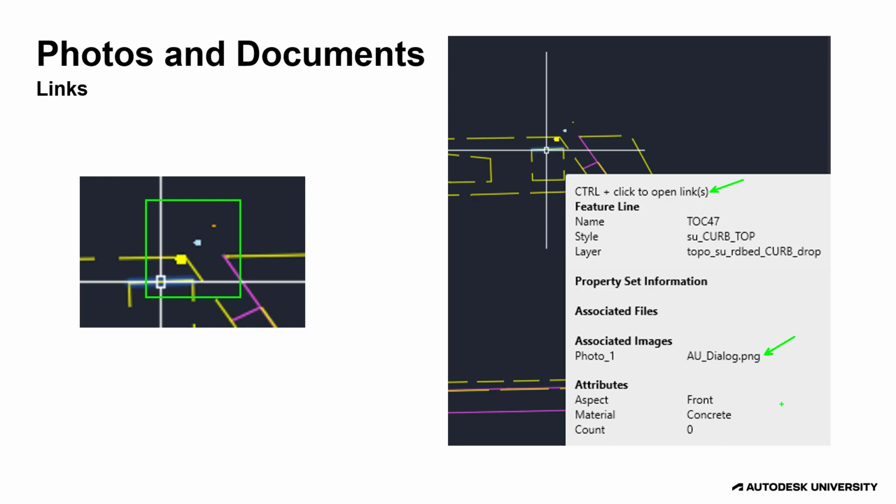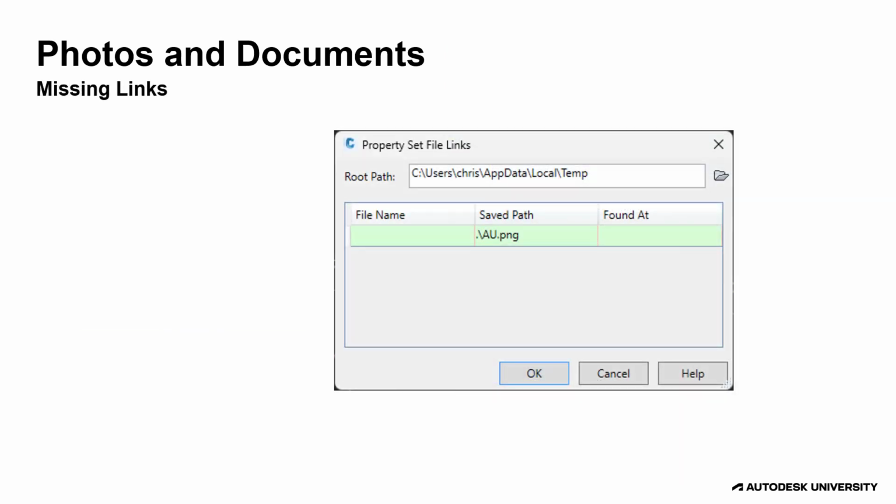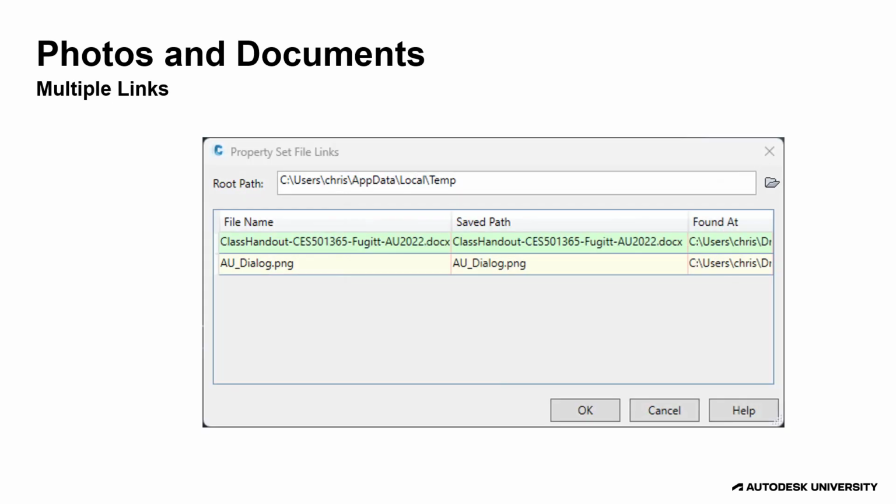But I can have multiple photos or documents attached to an object. In those cases, it'll open up a property set, file links, for various reasons. One reason would be, in this example, for missing links. It is looking for this au.png file, but it's not there. And I can tell because the found out is missing as well as the file name. Another reason why it would open up is that there's multiple links. And in this case, I can just double click on the document or photo that I want to view, and that'll open up the document or file within the default Windows program.